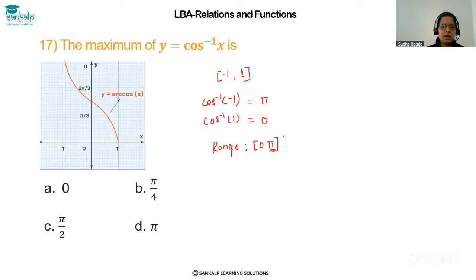Therefore, check the answer. Option A 0, option B pi by 4, option C pi by 2, option D pi. We got the answer as pi. Therefore, option D, pi is the correct answer.